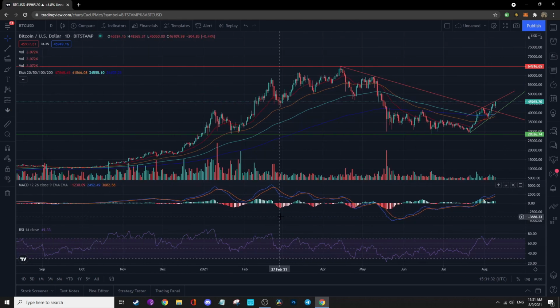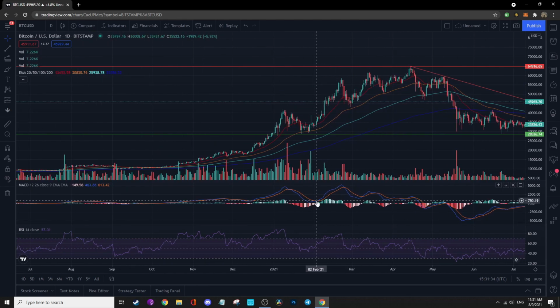We can go right up here, and we can see that the MACD line right here crossed above the signal line, which is a buy indicator. So traders are probably buying in somewhere around here, and you can see how this worked out for them. The price went upwards.